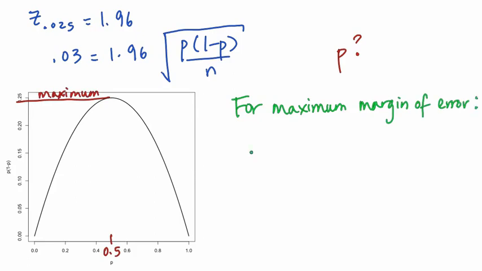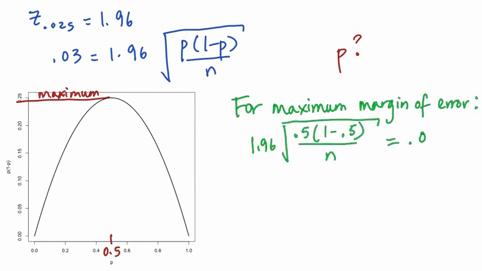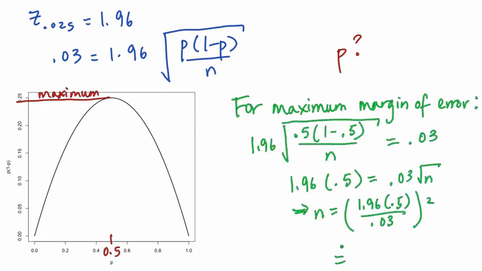Plugging in p equals 1/2 and solving for n gives 1,067 as the necessary sample size. Any polls you've seen that have a sample size a little bit bigger than 1,000 have used a calculation like this. What if we wanted a smaller margin of error, say 1% or 0.01?